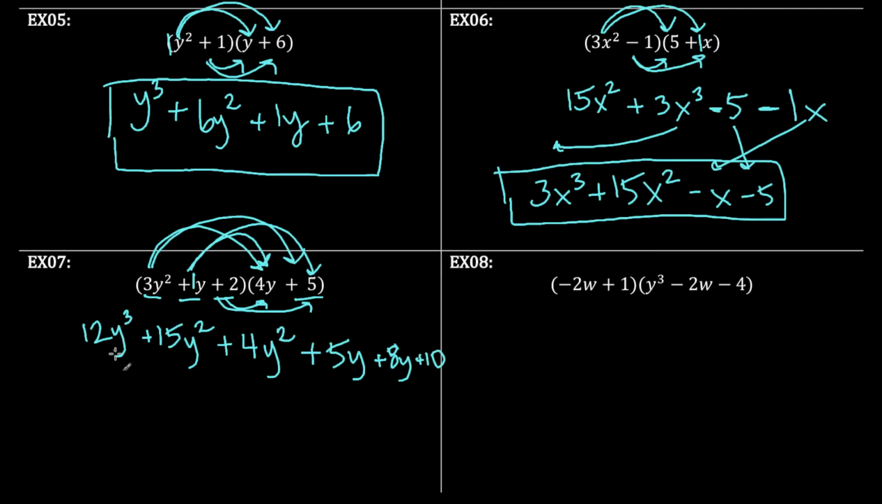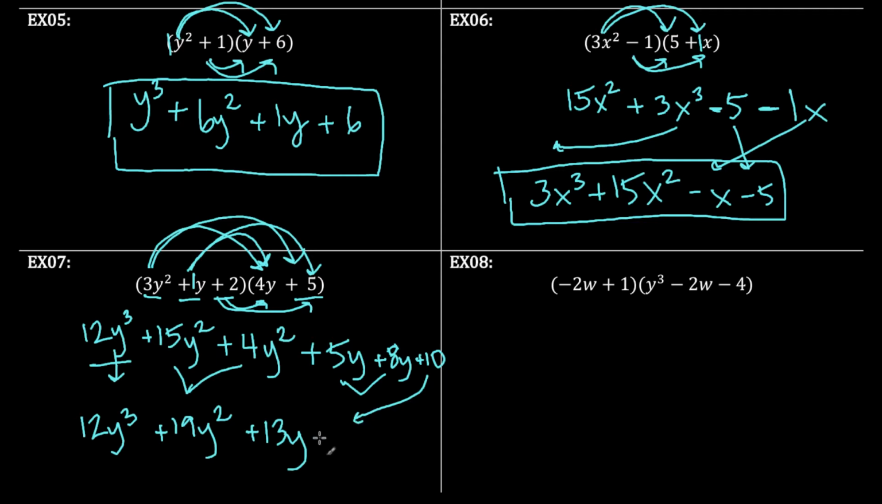All right. 12y to the third. That has the largest exponent. And then y to the second, y to the second. So that's 19y to the second. Because we're just putting them together. Remember, we're not multiplying them anymore. We already did that, so to speak. And plus 5 plus 8 is plus 13y. And then we bring down the constant.